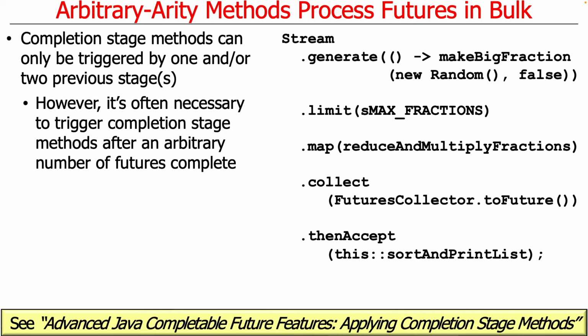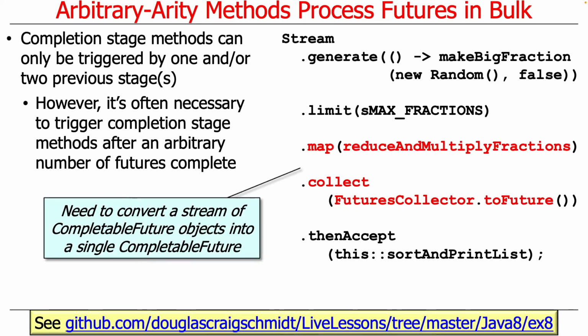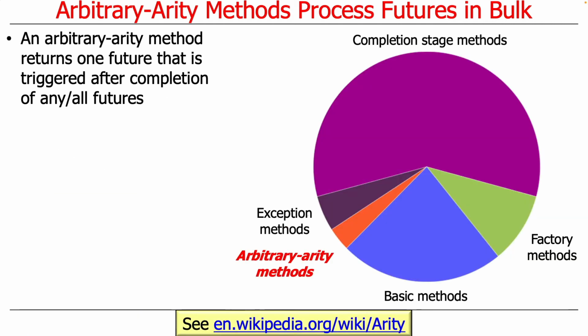We sometimes want to trigger a completion stage method after an arbitrary number of futures complete, not just one or two. And we have a good example here that we've talked about a number of times. This is from the EX8 project in my Java 8 folder in my live lessons repository on GitHub, where we needed to convert a stream of completable future objects that were all being reduced and multiplied asynchronously into a single completable future that we could then use to get the final results and print them when we're all done. So that is not going to work if we only have two. It needs n. So to support that, there are these things called arbitrary-arity methods.